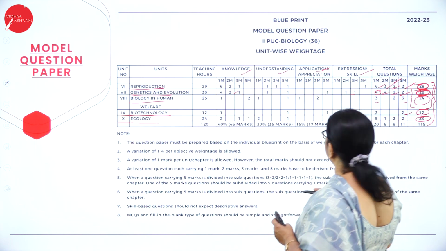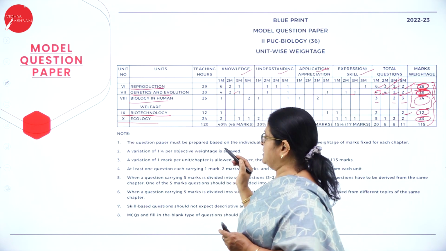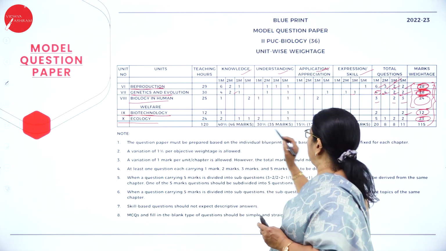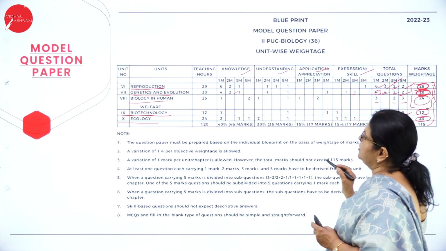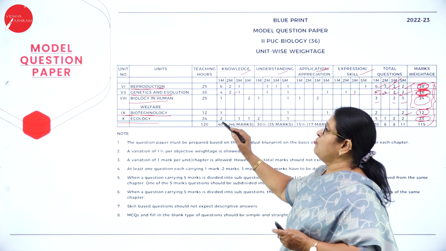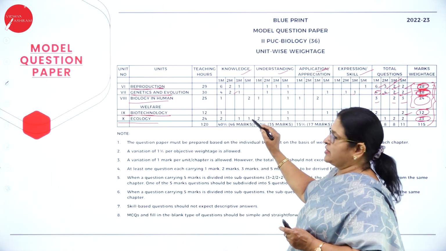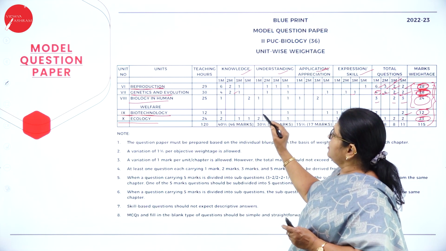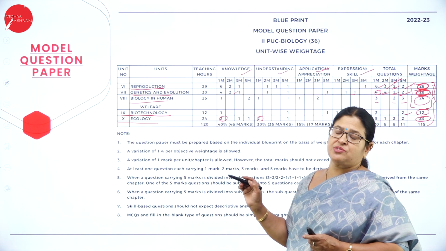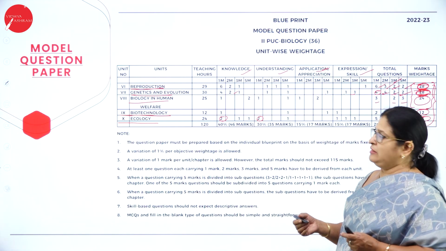So moving on to Ecology, that is the last unit of your second PUC biology syllabus, which includes 4 very important chapters and has a weightage of 23 marks. Based on knowledge, how many types of questions are you going to get? 1 marker question 2, 3 marker question 1, and 5 marker question 1. Understanding 1 marker question 2. As I already said, all these 1 marker questions this year you are going to get either in MCQs or in fill in the blanks.